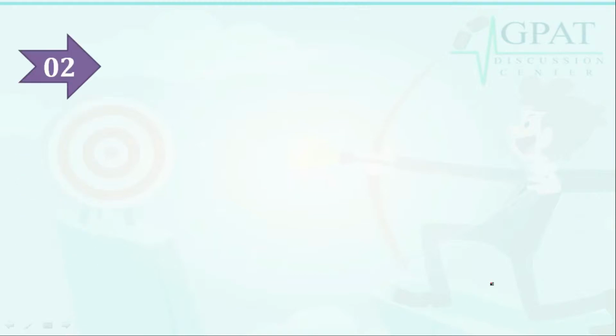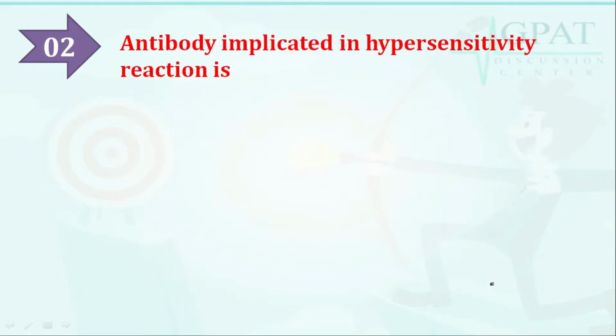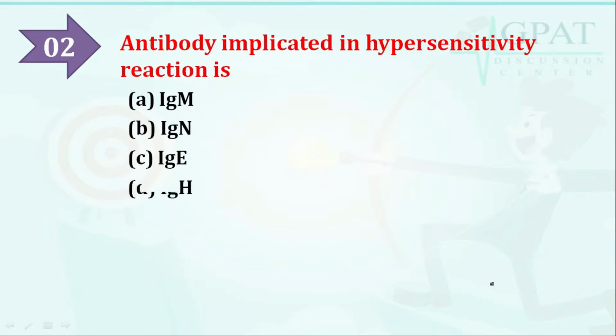Moving on to the next question: the antibody implicated in hypersensitivity reaction is, and the options are IgM, IgD, IgE and IgG. Which antibody is implicated in hypersensitivity reaction? So the correct answer is IgE, that is the antibody which is implicated in hypersensitivity reaction. So let's discuss with explanation in detail.